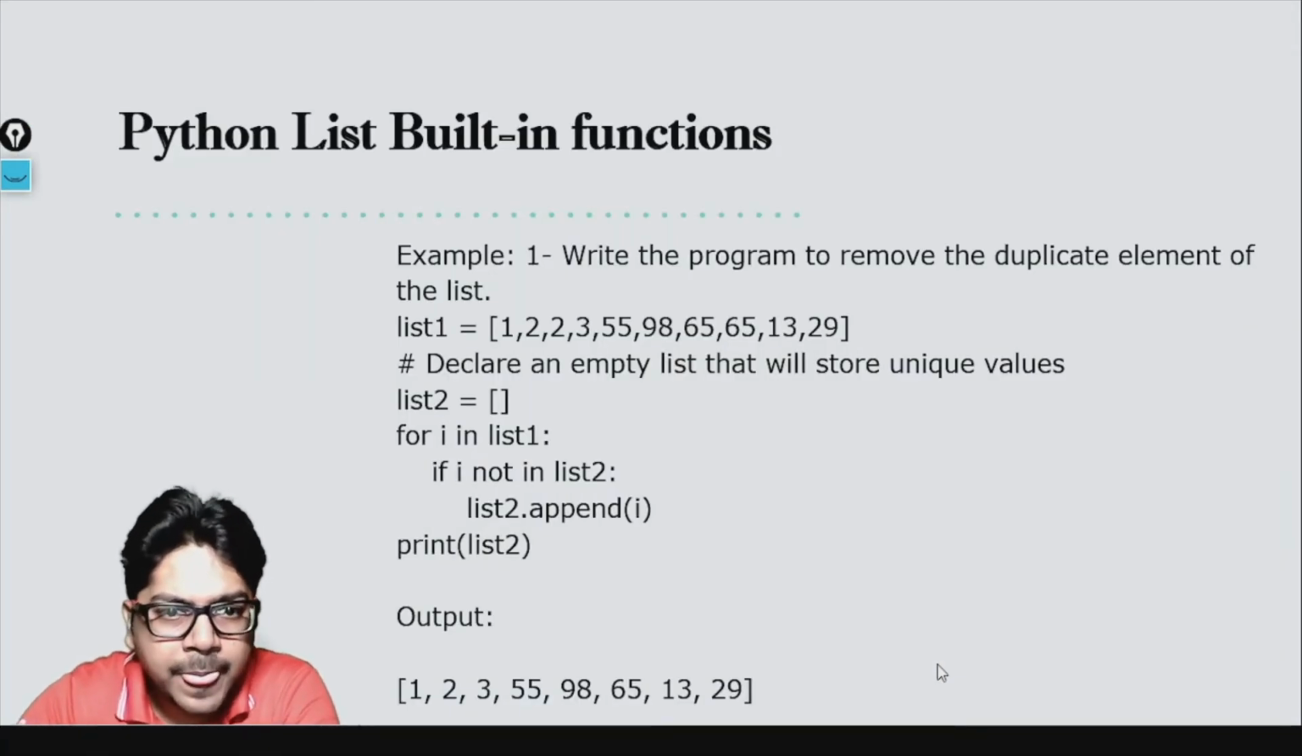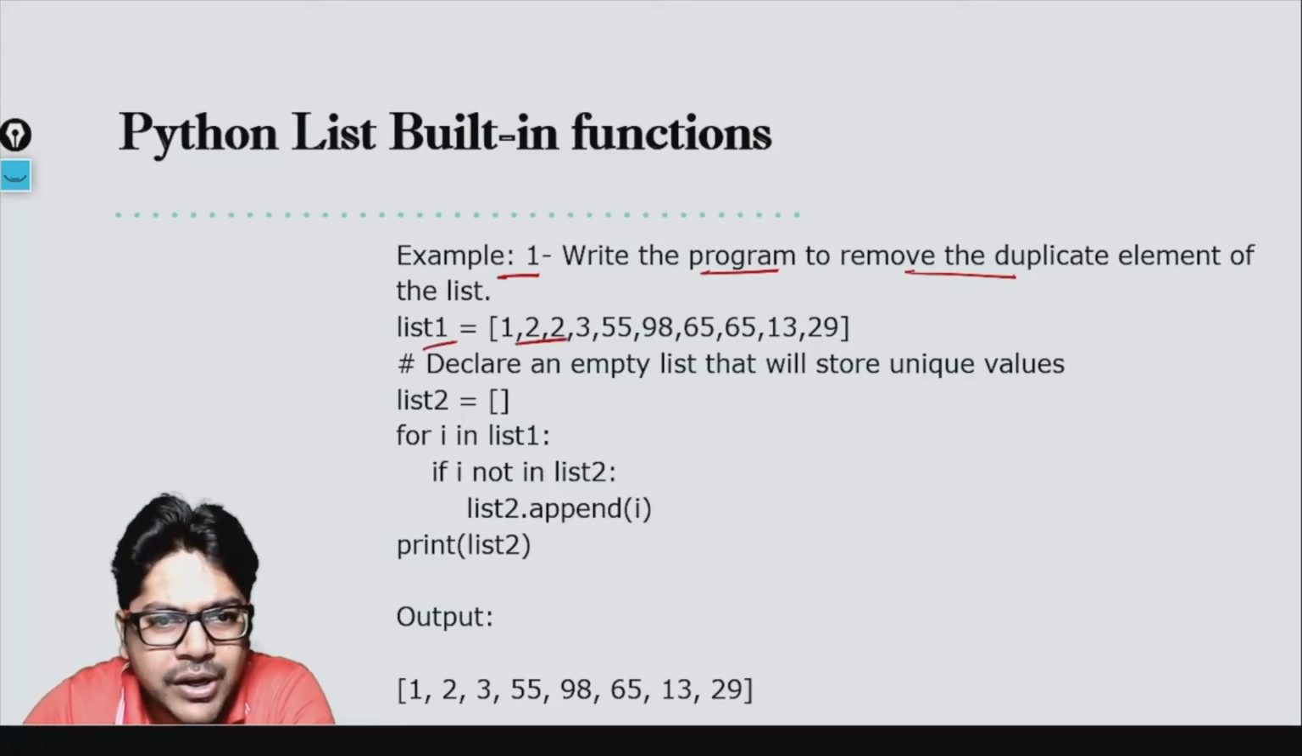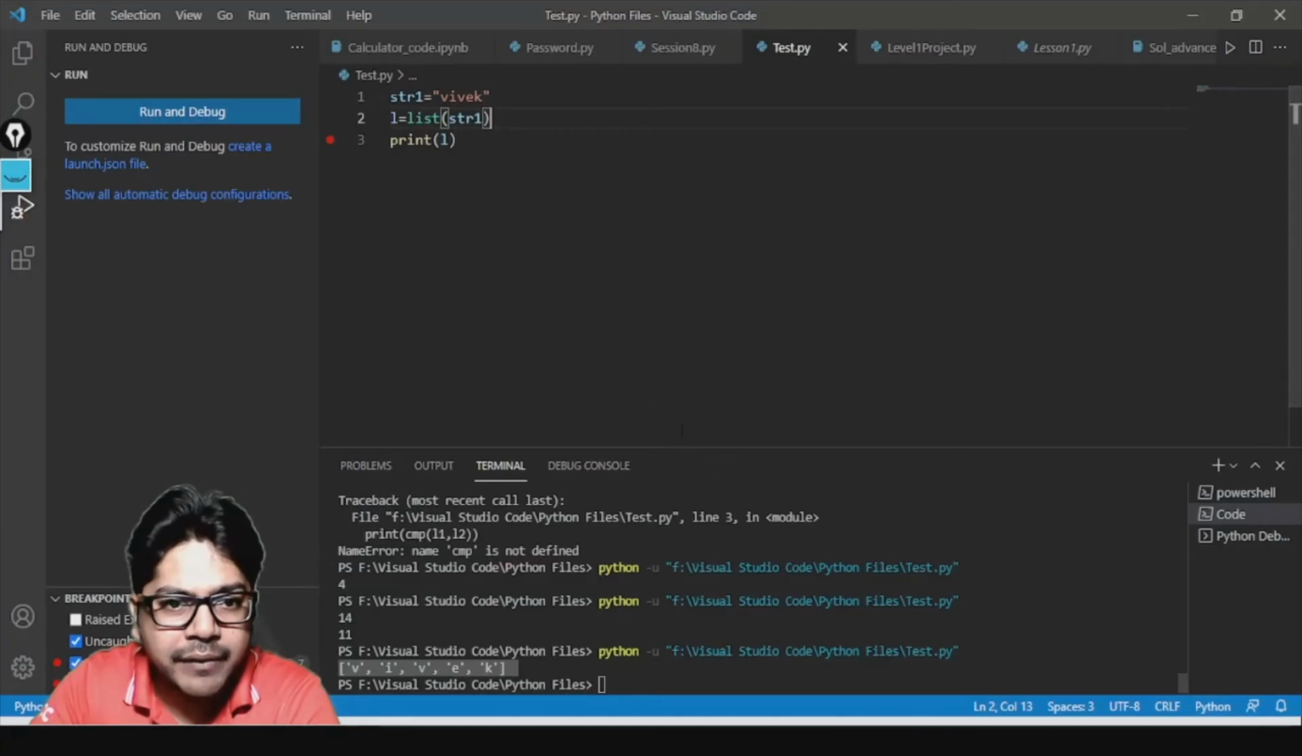Now let us have a look at an example. Example 1: write a program to remove the duplicate elements of the list. This is a very good question. Here you see we have list 1 which has so many duplicate elements: 1, 2, 2, 3, 5, 98, 65, and 2 appears two times. So what we are doing is we have created an empty list, and then we are writing a for loop. For i in list L1, I'm running a for loop, but here I'm using the membership operator. If i is not in list 2, if i does not exist in list 2, then only I'm adding it with list 2 dot append i, and then I'll print the list. So in a very simple way we did this, right?